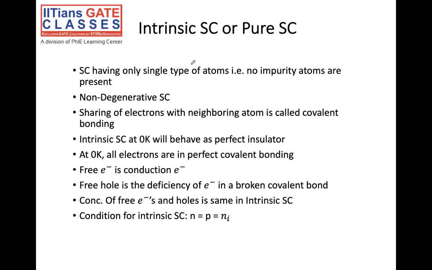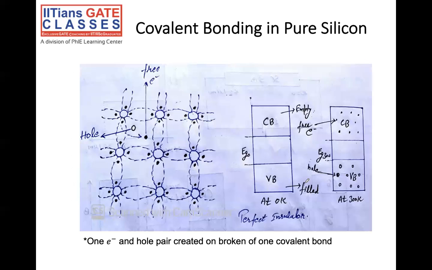All the points related to intrinsic semiconductor I have written one by one so that you can remember. The concentration of free electrons and holes is the same in an intrinsic semiconductor. It means n equal to p equal to ni. ni is the concentration of charge carriers in a pure semiconductor. The expression for the concentration of an intrinsic semiconductor we will get in the next slide.